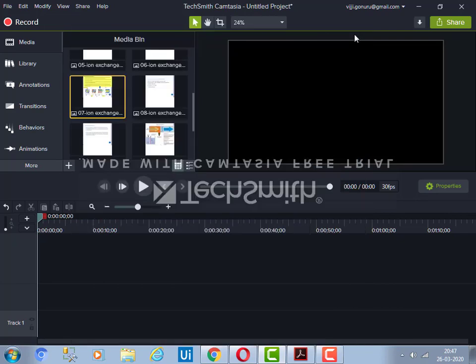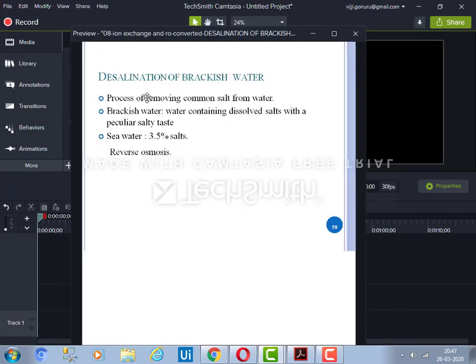So now let us see the next method, that is the reverse osmosis process. But before going to see the reverse osmosis process, let us see where we are using it and what is meant by the reverse osmosis process. The next method is the desalination of brackish water. Here, brackish water is nothing but the water which has a large amount of salt concentration.